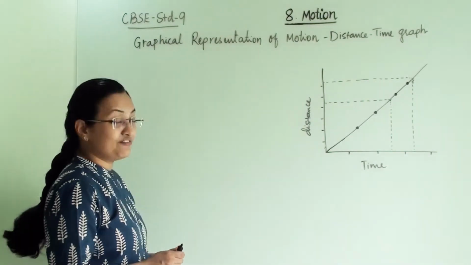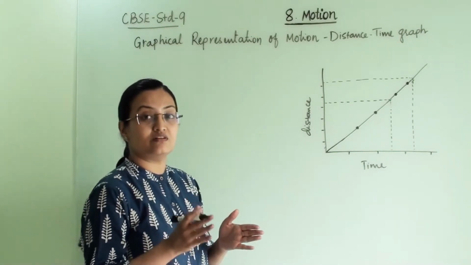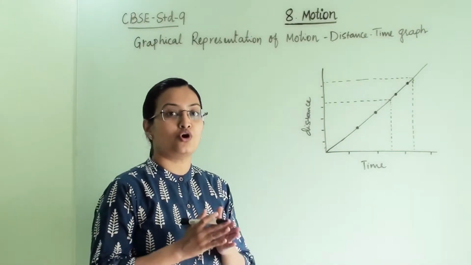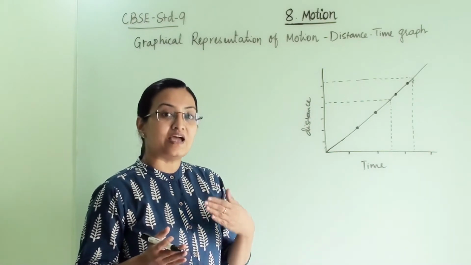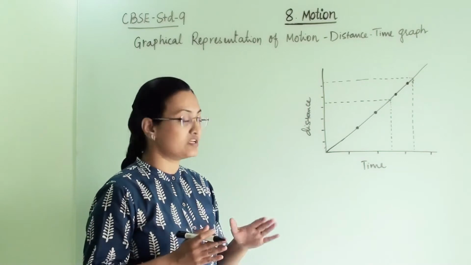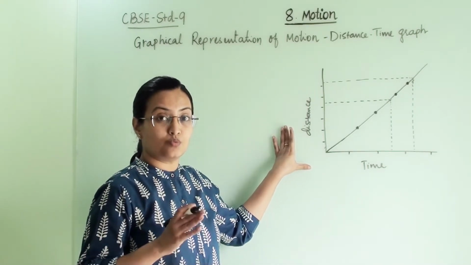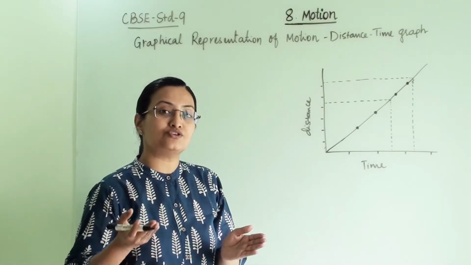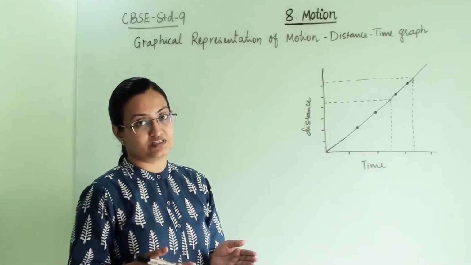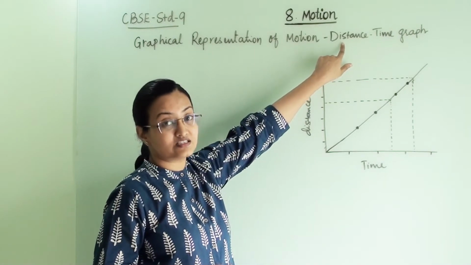So here in graphical representation of motion, for each and every motion we have learned till now, that is uniform motion, non-uniform motion, and we found out the velocity and acceleration. All those things, when we plot them on the graph, we will see via graphical representation, and then what kinds of equations we will derive from that representation. So the first category we are taking is distance time graph.